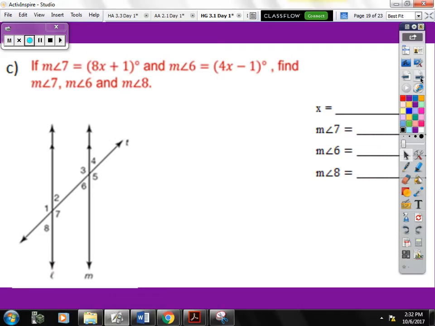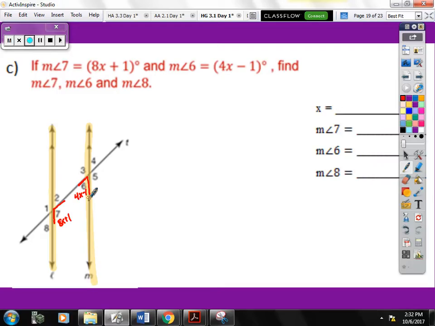And then example C, I believe I got to in every class, but I'm going to go over it again just in case. So again, we have our parallel lines. Let's highlight those. And we see that the measure of angle 7 is 8x plus 1. And the measure of angle 6 is 4x minus 1. We're not given any other angles.